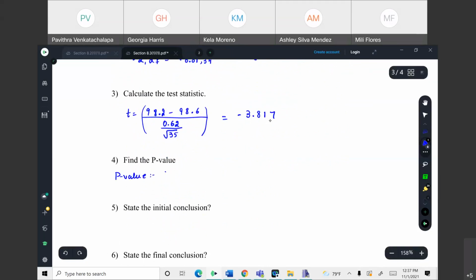using TCDF. So since it is a left tail, you use negative 999 or maybe one more 9, that's fine. So negative 3.817 as your t-value, and degree of freedom will be 35 minus 1, which is 34. So your area will be approximately 0.00027.